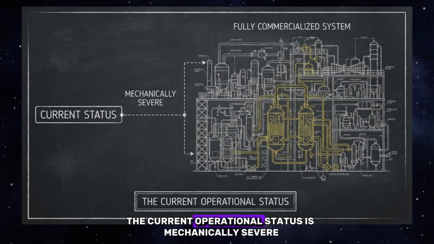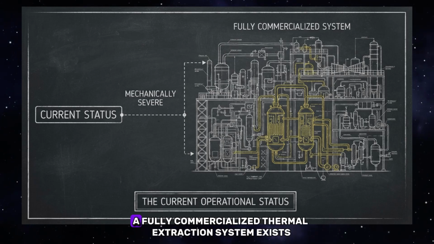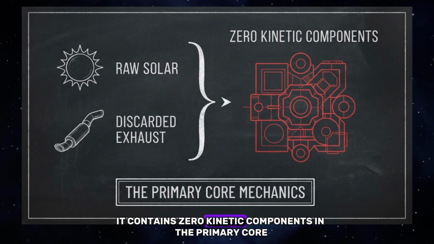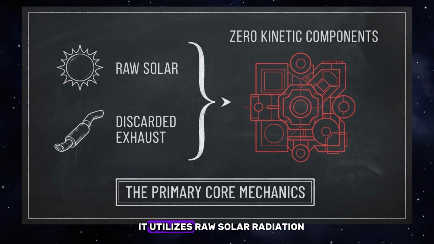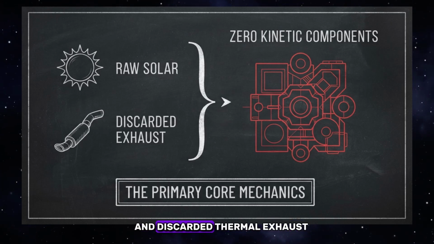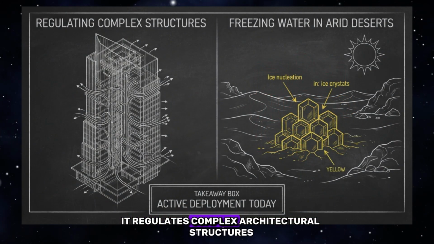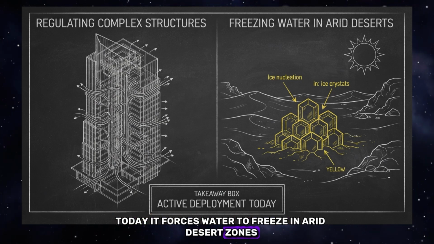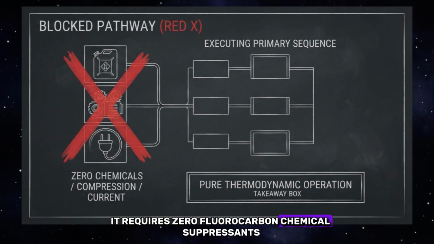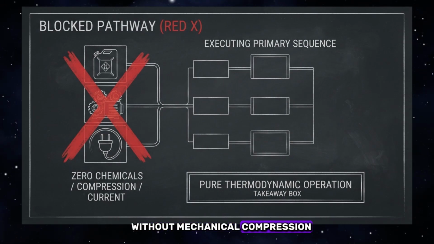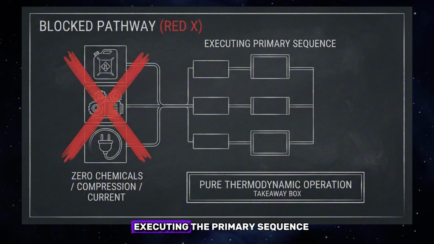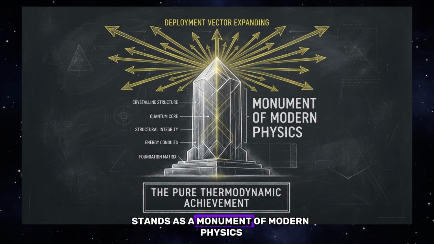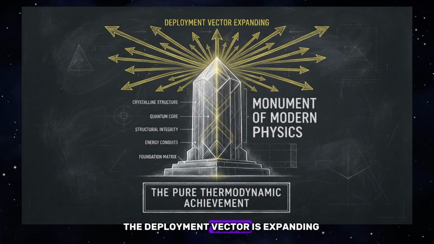The current operational status is mechanically severe. A fully commercialized thermal extraction system exists. It contains 0 kinetic components in the primary core. It utilizes raw solar radiation and discarded thermal exhaust. It regulates complex architectural structures today. It forces water to freeze in arid desert zones. It requires 0 fluorocarbon chemical suppressants. Without mechanical compression, without electrical current executing the primary sequence, the pure thermodynamic achievement stands as a monument of modern physics. The deployment vector is expanding.